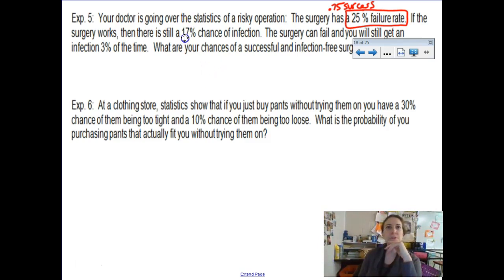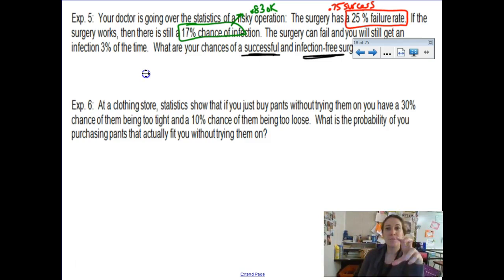Now, even if your surgery works, you still have a 17% chance of infection. But on the flip side of that, that means we have an 83% chance of no infection if your surgery works. So 83%, okay. Your surgery can fail, you still get infection. Oh, geez, that's depressing. What's the chance of you having a successful and infection-free surgery?